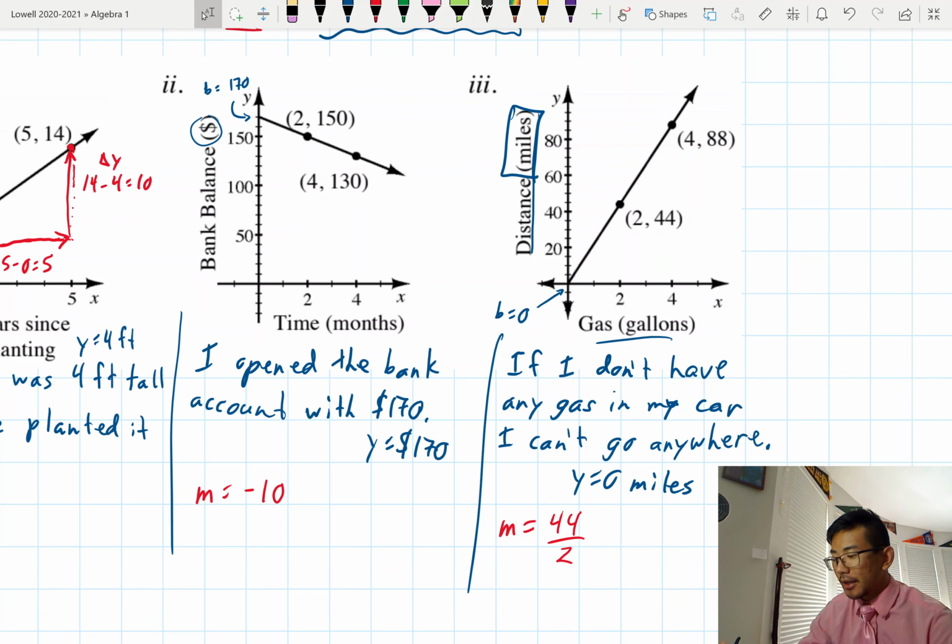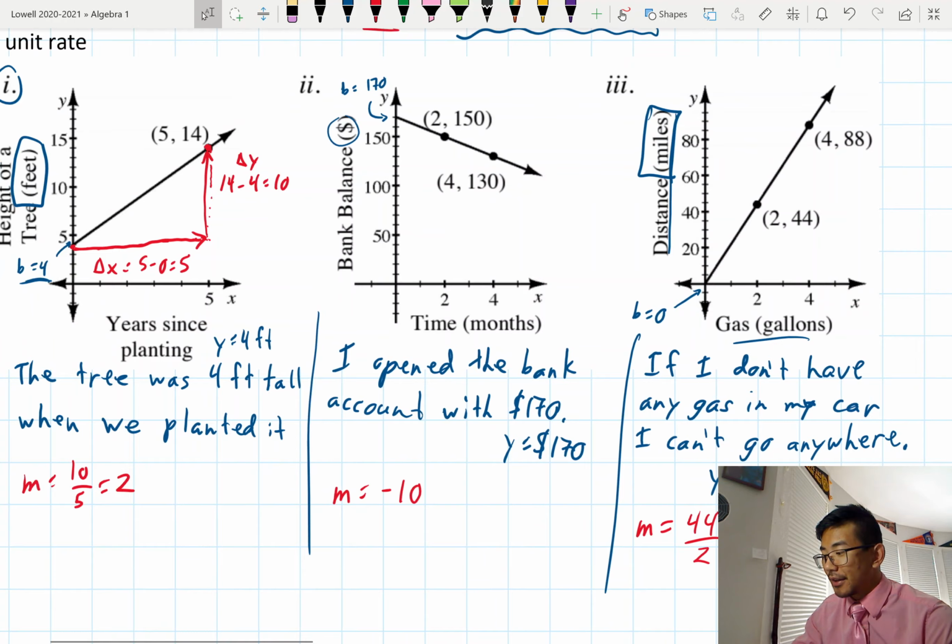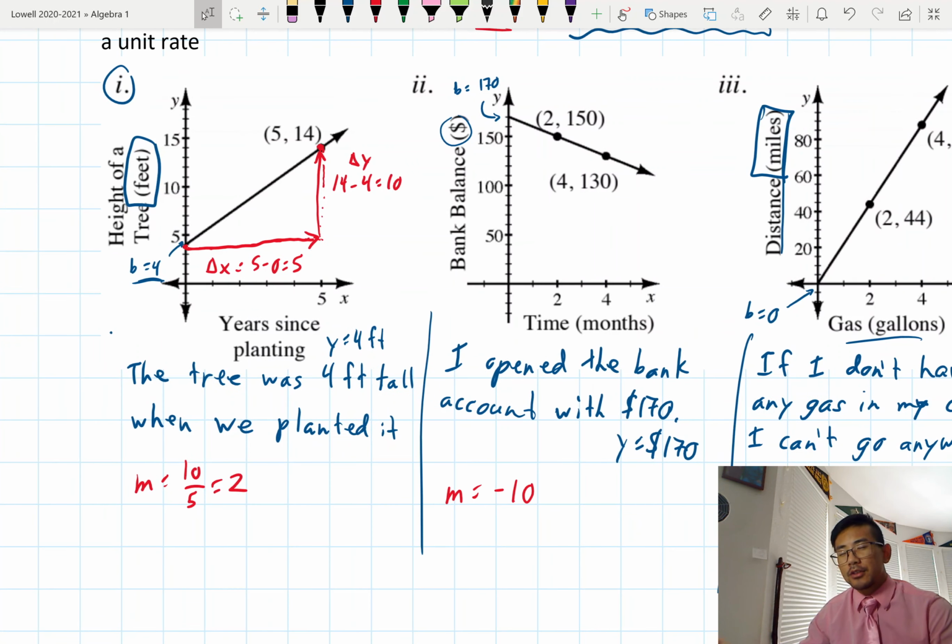For the second one, I got -10, and for the third one, I got 44/2. There's a reason I wrote it like that, so stay with me. Okay, in this first one now, my slope was 2, but remember, when we're talking about a situation like we have here, we definitely want to put units on this.